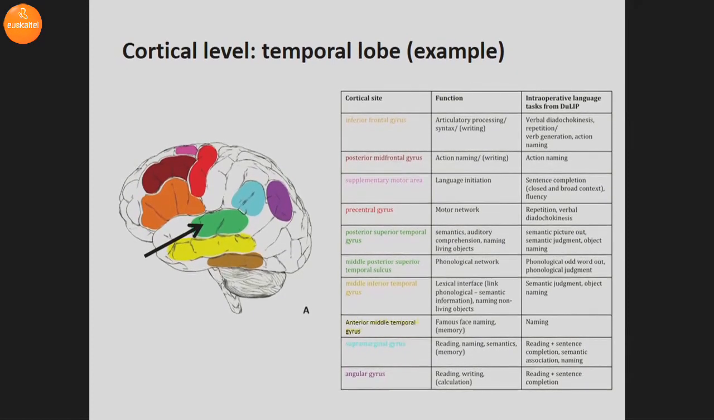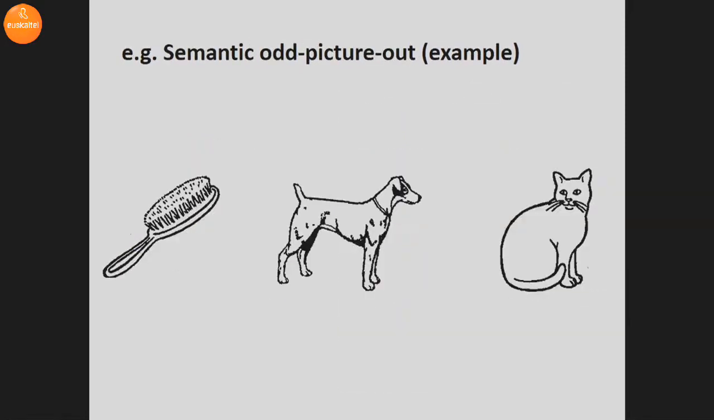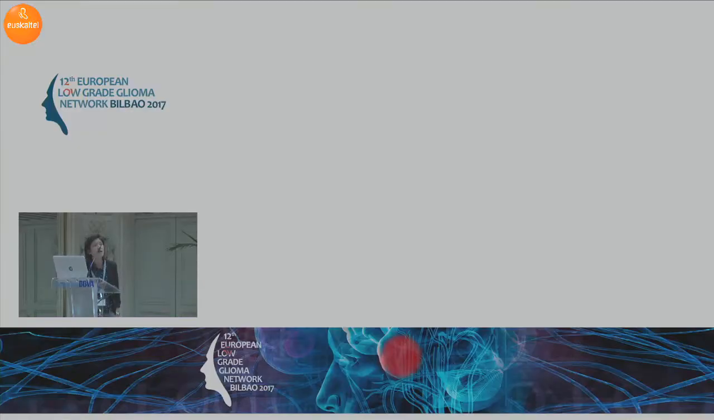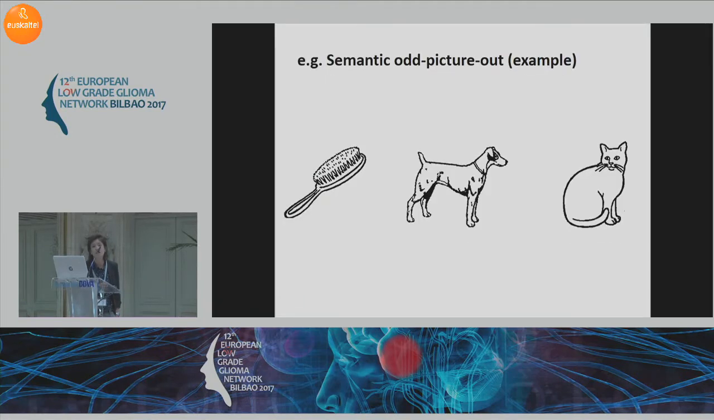For instance, if we look at the green spot in the superior temporal lobe, in that case it could be useful to administer a semantic production task. Here is an example of a semantic odd picture out, where the patient has to name the item that does not fit the semantic category. That would be the brush, and this can be administered within 4 seconds.